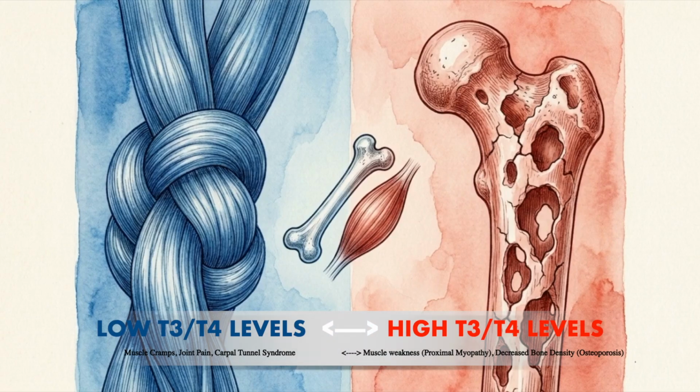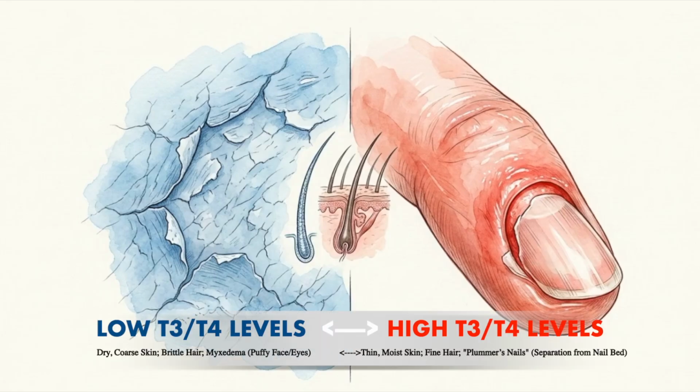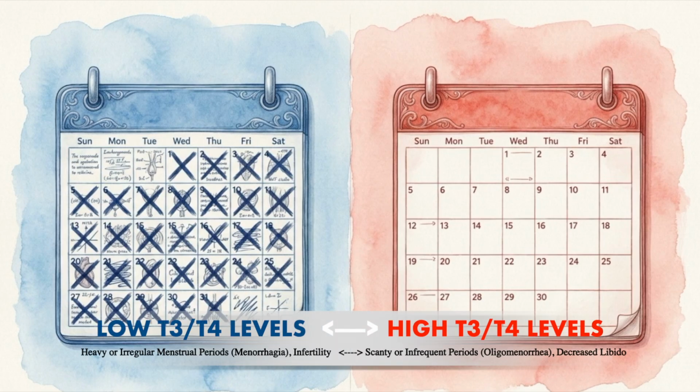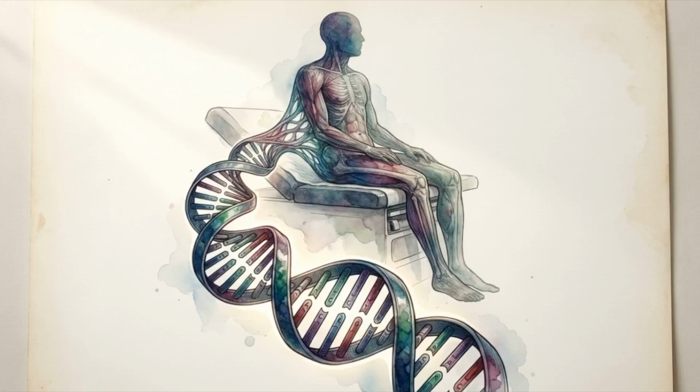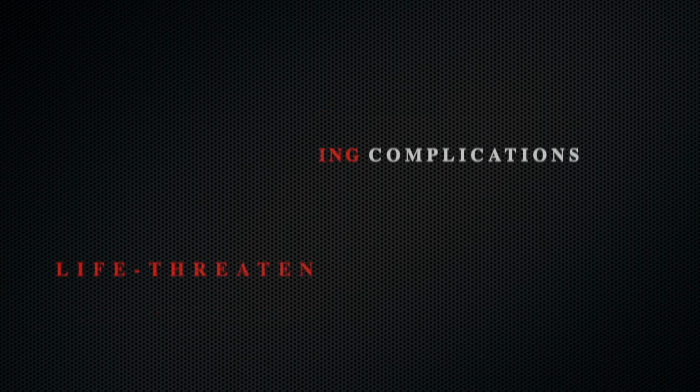In the musculoskeletal system, low levels cause muscle cramps and joint pain. Excessive levels lead to muscle weakness and decreased bone density, resulting in osteoporosis. Dermatologically, we see dry skin and brittle hair versus the thin, moist skin and plummer's nails associated with overactive thyroid function. Reproductive consequences are equally mirrored, moving from heavy or irregular periods on the low end to infrequent periods and decreased libido on the high end. Every symptom we observe clinically is the macroscopic result of these microscopic errors in cellular programming.